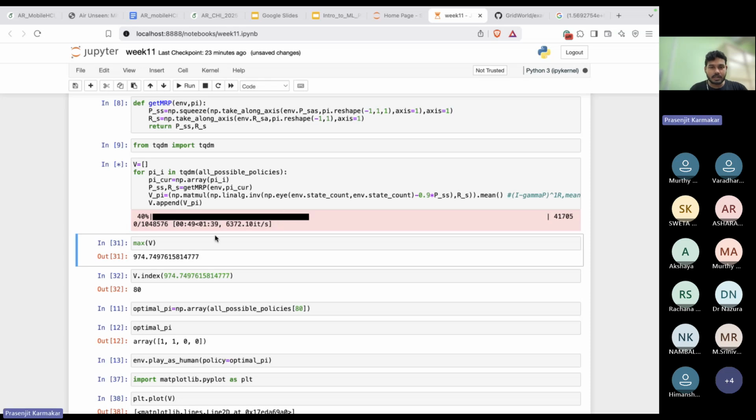Still running. It took 51 seconds till now. We crossed 58%.